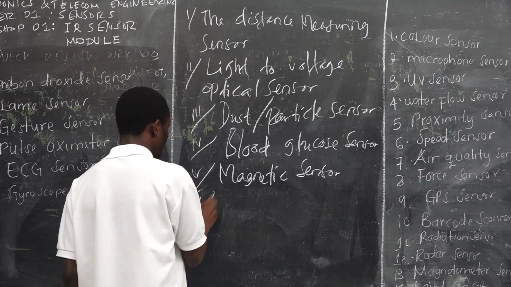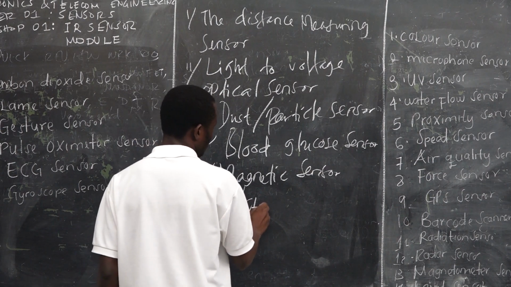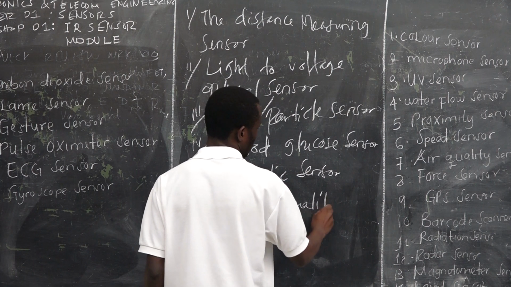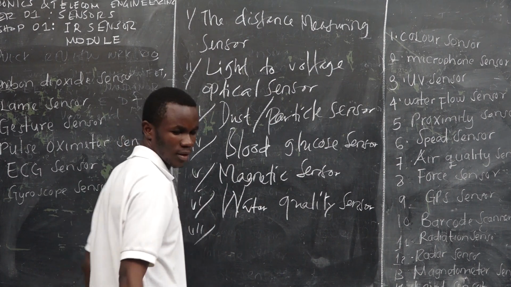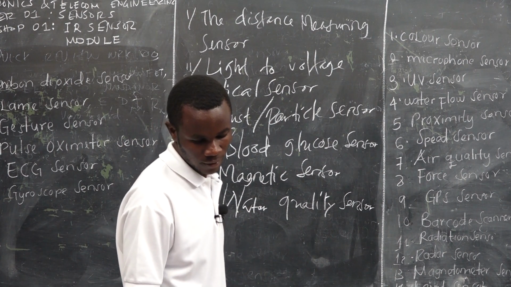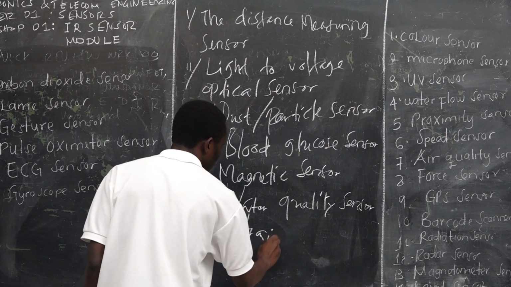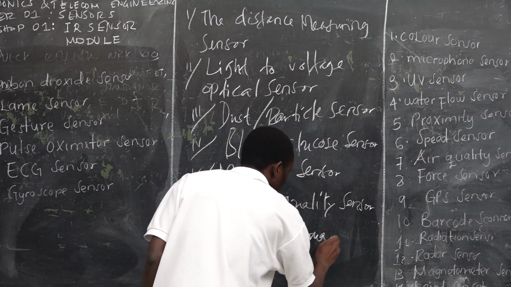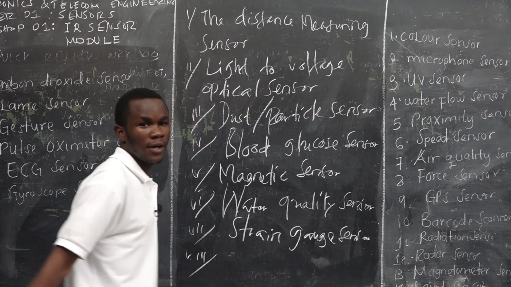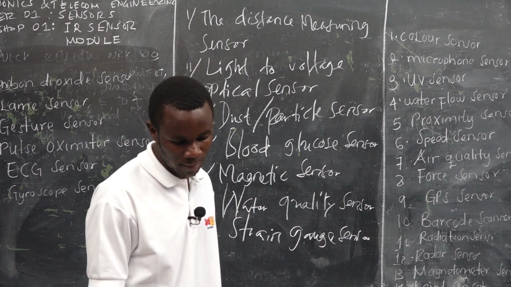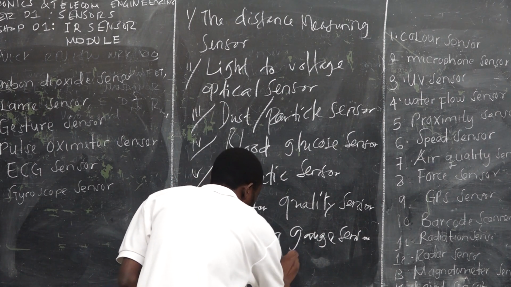The sixth one is the water quality sensor. Say water quality sensor. Sometimes that one is called a turbidity sensor. Say turbidity sensor. It measures the quality of the water. The next one is the strain gauge sensor. You remember strain in elasticity? So that is strain of a machine. The next one is the barcode scanner sensor.